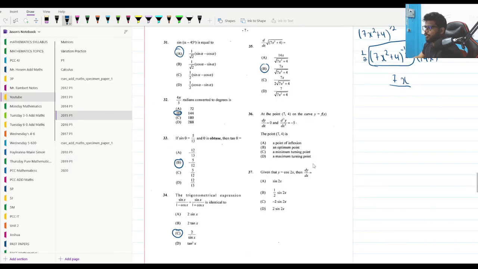At the point that the curve y is equal to f of x, dy/dx is equal to 0. So if dy/dx is 0, it is a turning point. If d2y/dx squared is negative, that means it's a maximum point. For cos 2x, dy/dx is minus 2 sine 2x. This is a repeat.